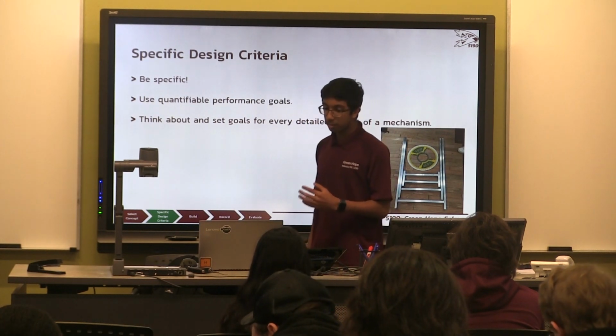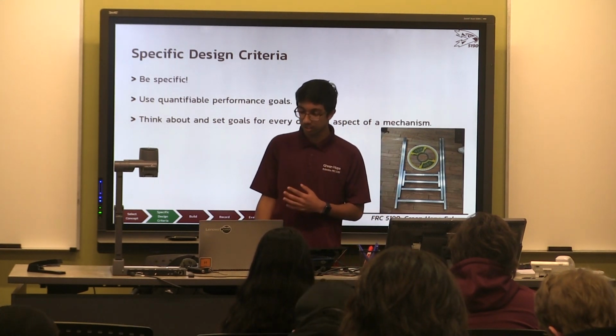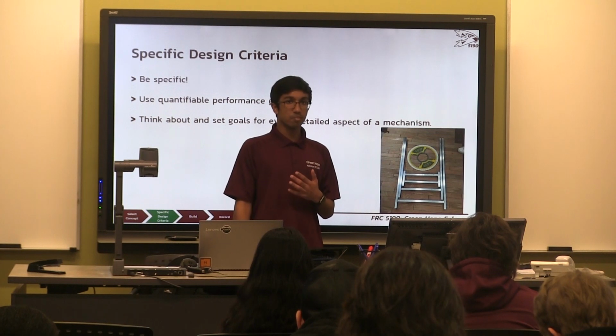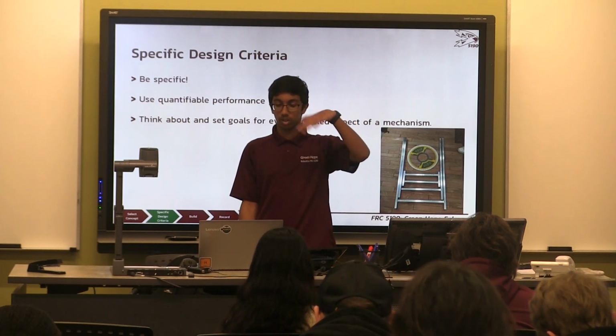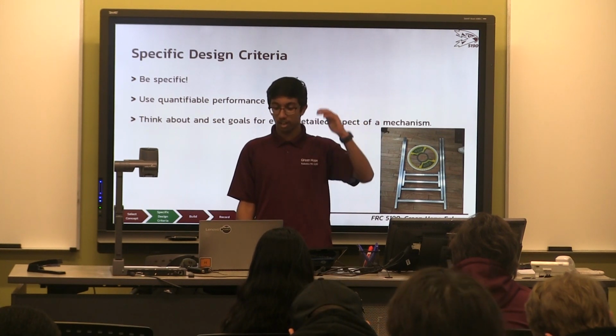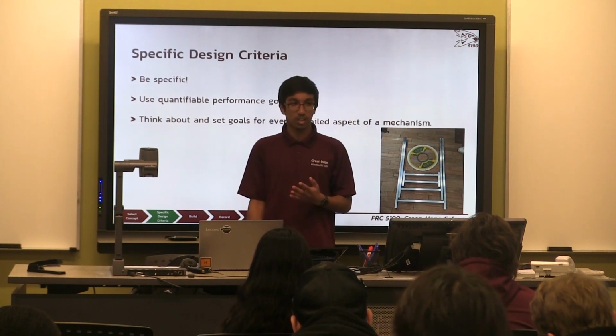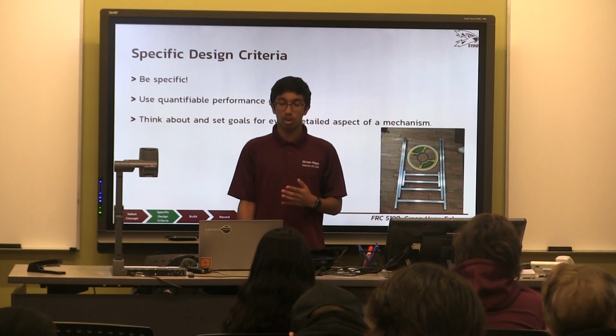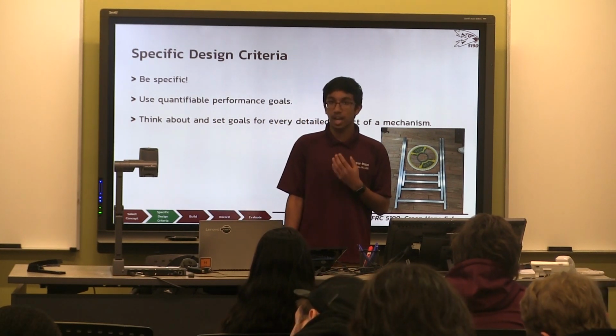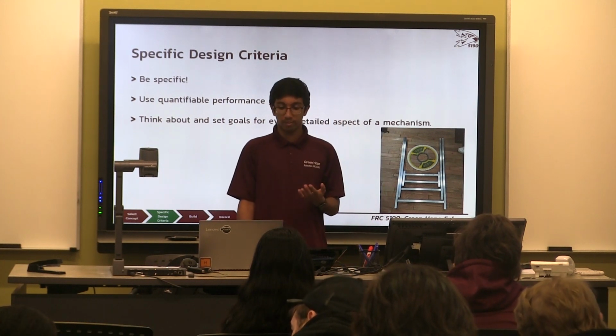We want to come up with quantifiable performance goals. In 2016, a main focus of the game was to launch balls into a scoring platform that was quite high, like 10 feet high. And then you might want to say, I want my mechanism to score 80% of the time, or I want my mechanism to pick up a hatch panel in 0.5 seconds.